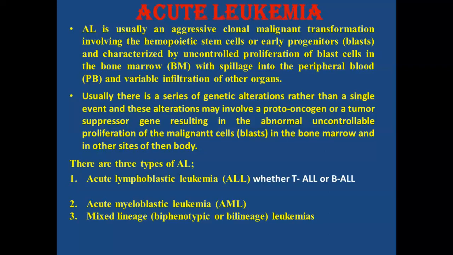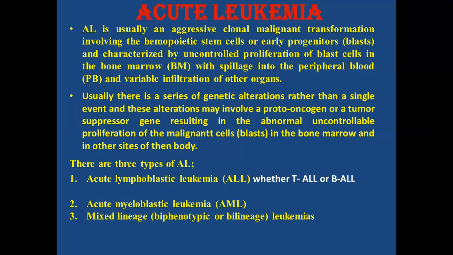This proliferation in the bone marrow, spillage in the peripheral blood and infiltration into other organs is responsible for the clinical features of a patient with acute leukemia. Also, it results from a series of genetic alterations rather than one single event. So multiple genetic changes occur, leading to the development and appearance of acute leukemia rather than a single event.